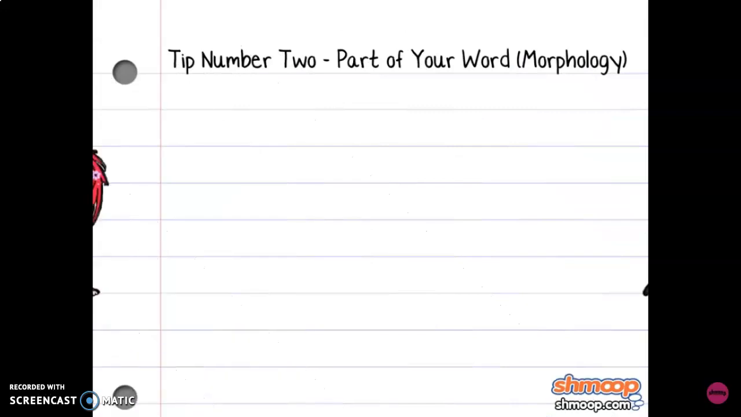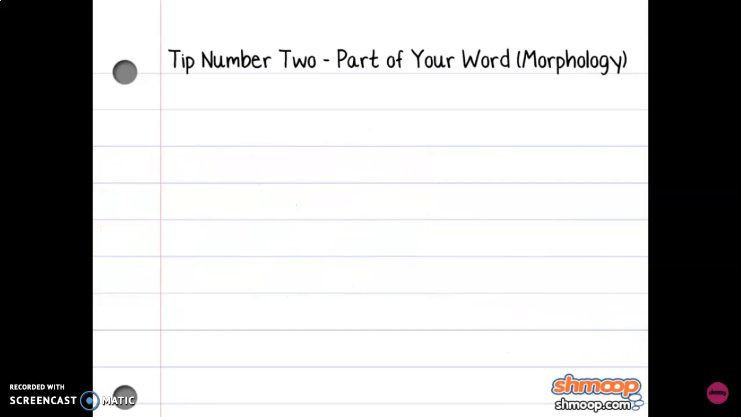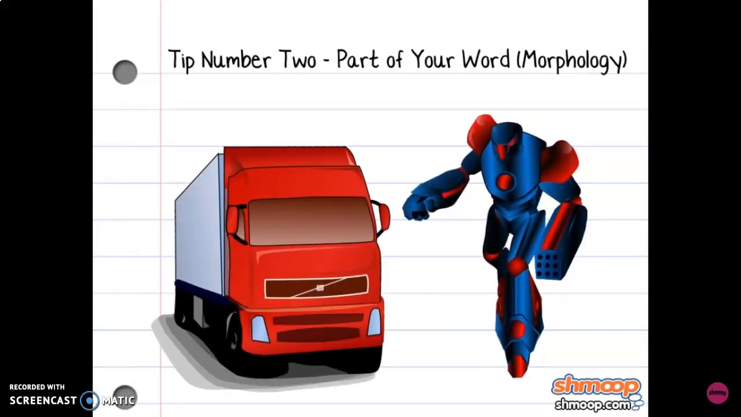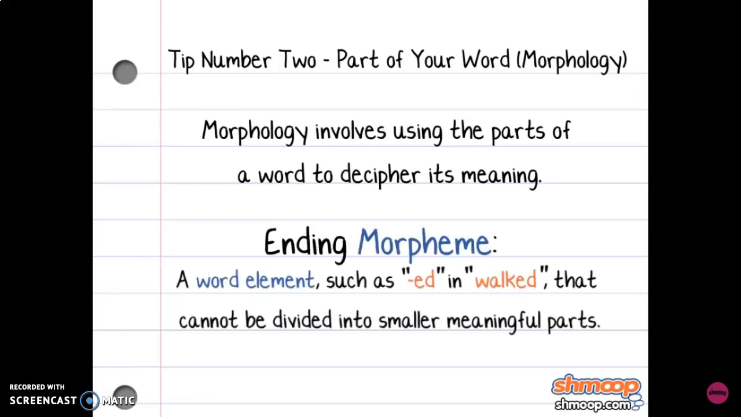Tip number 2, part of your word. Here's another new word for you, morphology. No, not the study of transformers. Morphology involves using the parts of a word to decipher its meaning. For starters, the ending morpheme of a word can help you identify its part of speech.